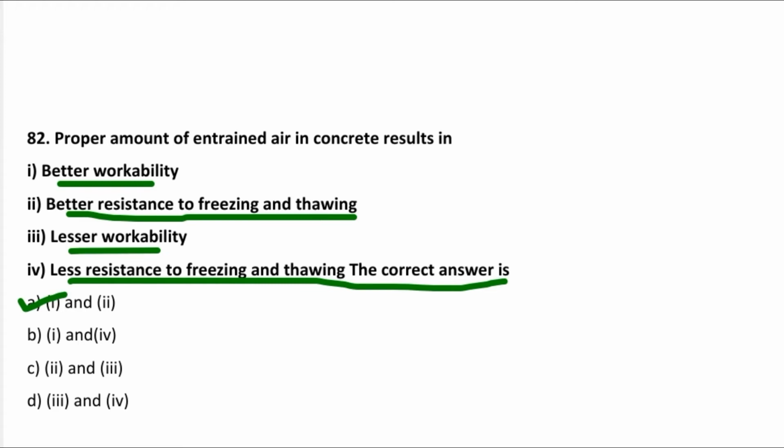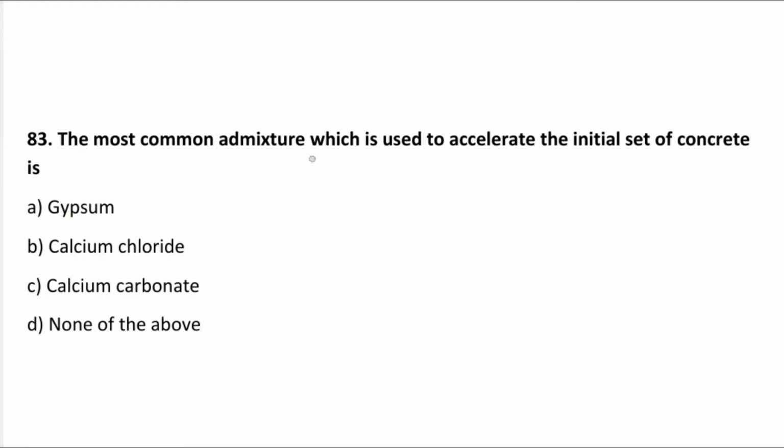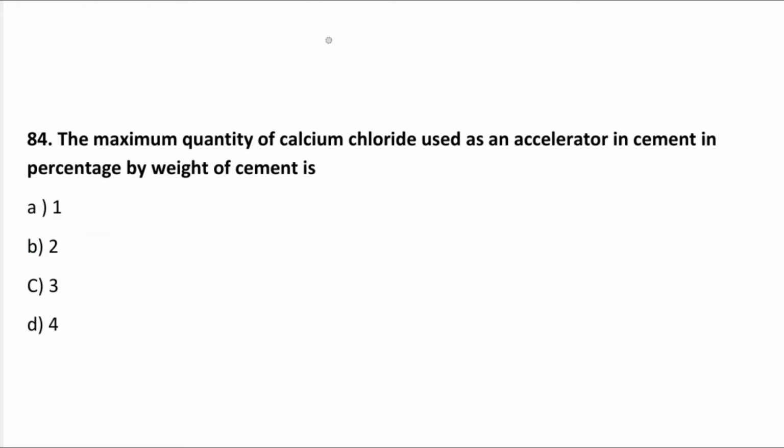So the proper amount of entrained air will result in better workability and better resistance to freezing and thawing. So next question. The most common admixture which is used to accelerate the initial set of the concrete is option A gypsum, option B calcium chloride, option C calcium carbonate, option D none of the above. So the correct answer is option B, calcium chloride. So next question. The maximum quantity of calcium chloride used as accelerator in the cement, in percentage by weight of the cement, is option A 1%, option B 2%, option C 3%, option D 4%. So the correct answer is option B, 2%.